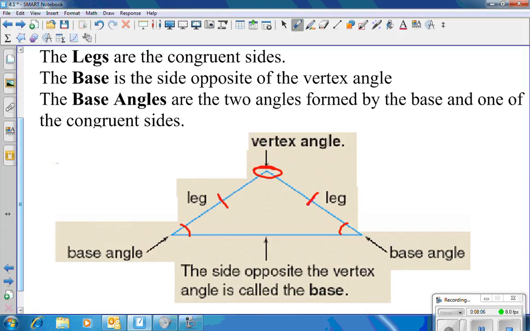It's just a nice little picture to talk about. Base angles will be the same. Vertex angle is going to be different.